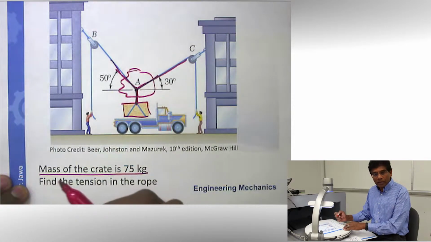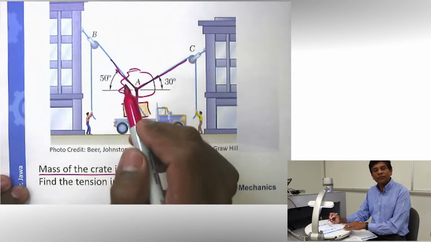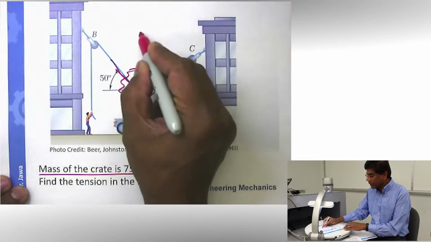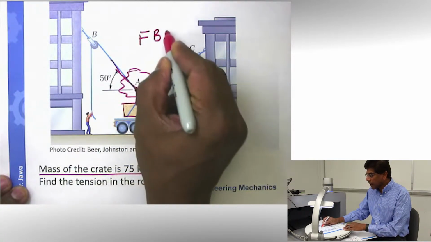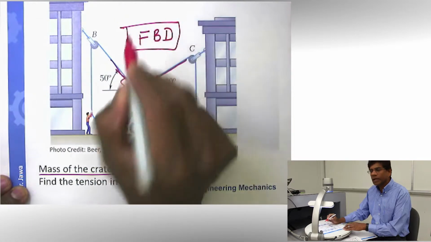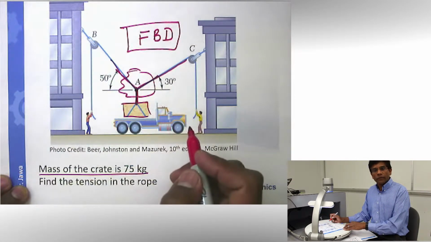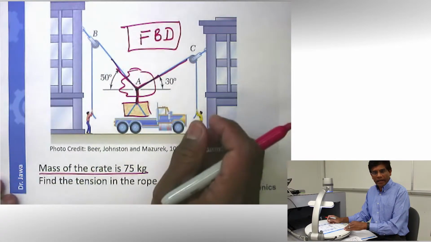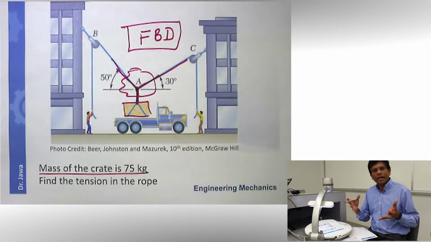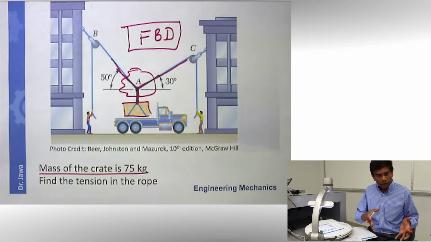And this particular process is known as drawing a free body diagram. Let me write the acronym for free body diagram, FBD. You're going to hear this word again and again and again in this class. Drawing a free body diagram. What is a free body diagram? Free body diagram is a mathematical representation of a real problem.